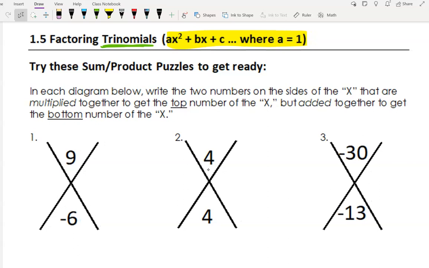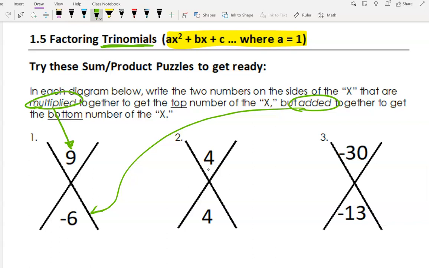Okay, what is this puzzle? In each diagram below, write the two numbers. Okay, we're going to write two numbers here and here on the sides of the x that are multiplied together to get the top number. So multiplied to get a 9 and added to get the bottom number. So added to get this. So we're looking for numbers that multiply to 9 but add to -6.